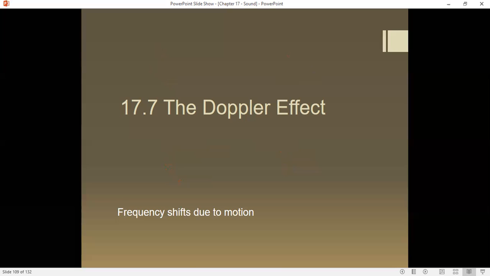First of all, V represents the speed of sound. Has nothing to do with the motion of the objects. Speed of sound just depends on the temperature of the air in most cases, okay? So that's going to be fixed for the problem.